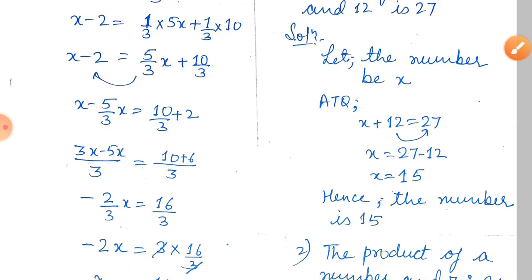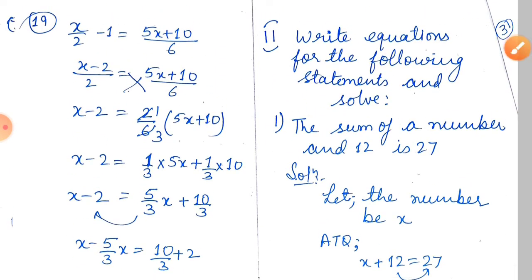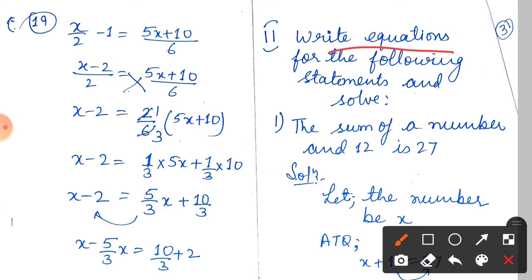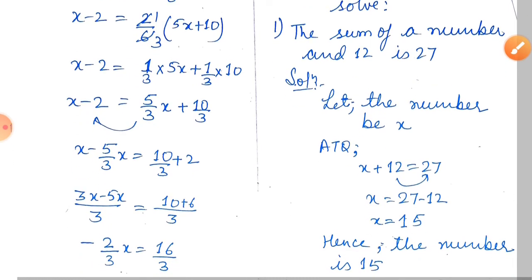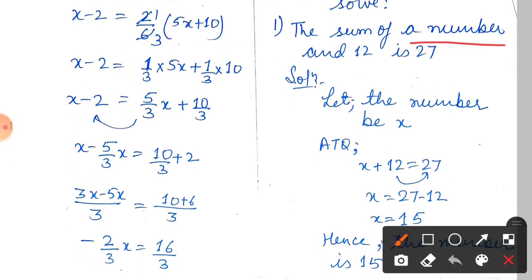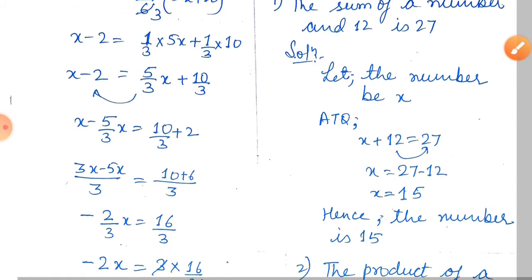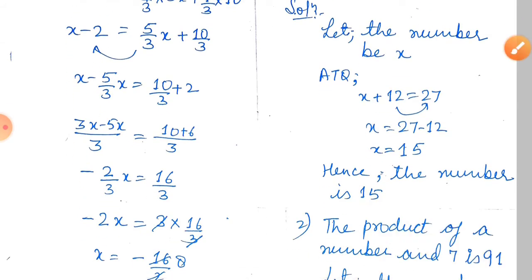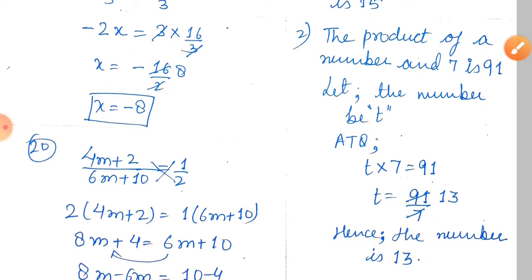Now come to question number 2. In this question number 2, what we have to do? We have to write the equations of the given statement and then further we have to solve. It's very easy. First part is, the sum of a number and 12 is 27. So the number is not given, so we have to assume the number as x. So its sum with 12 is 27. So after simplification we get the number as 15. I already shared in my notes of simple equations how to frame the equation from the given statements.